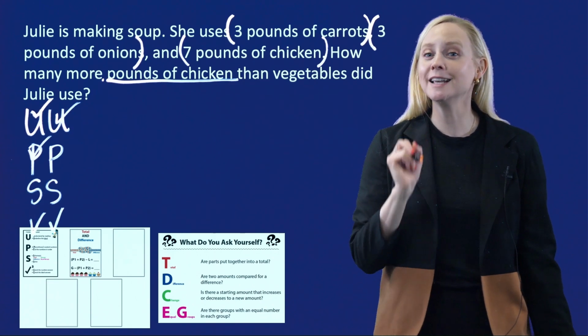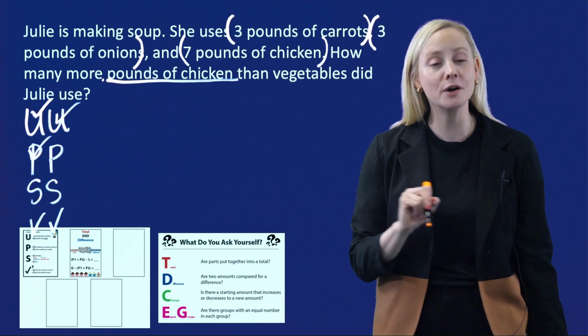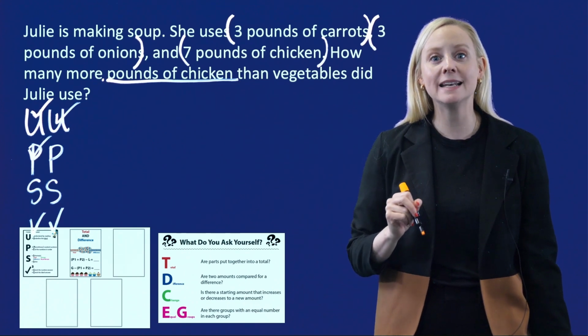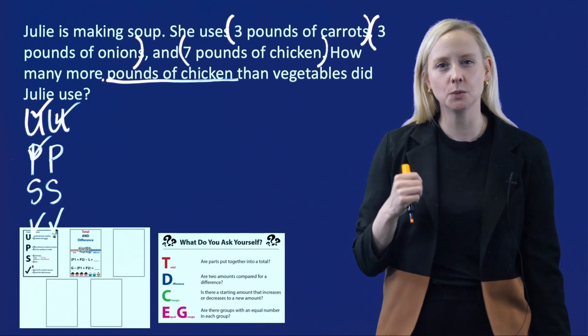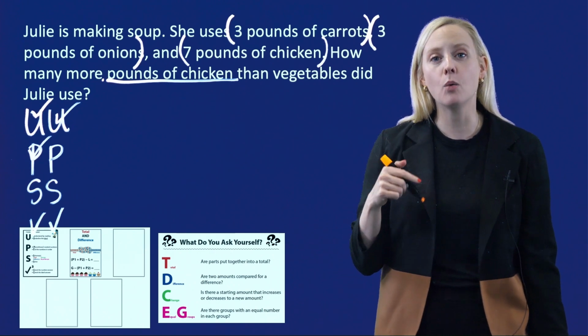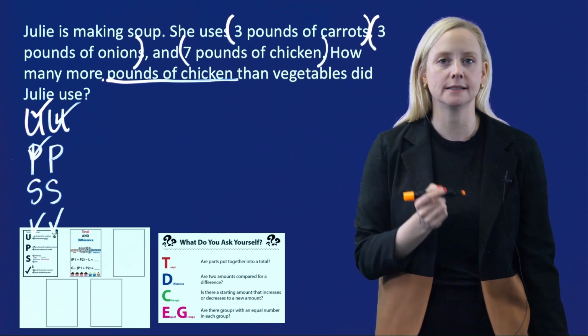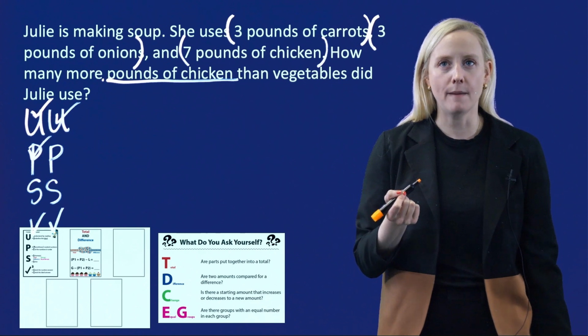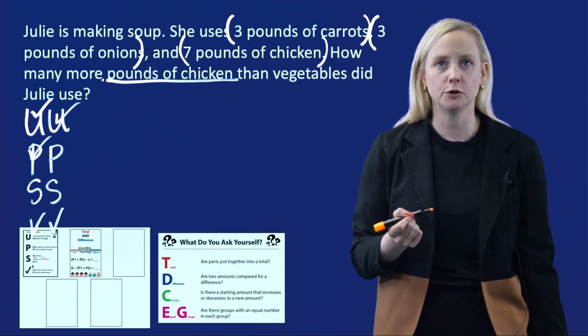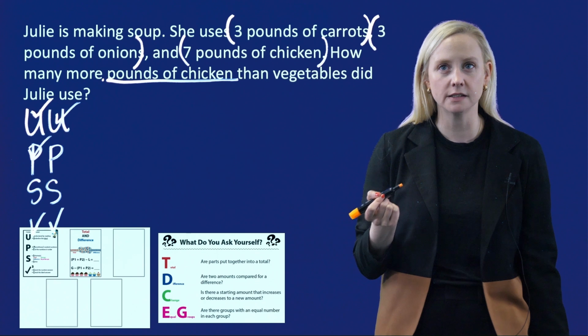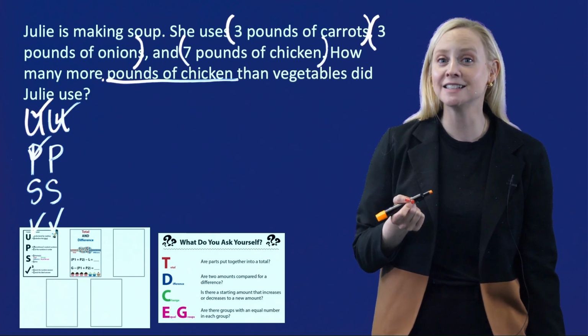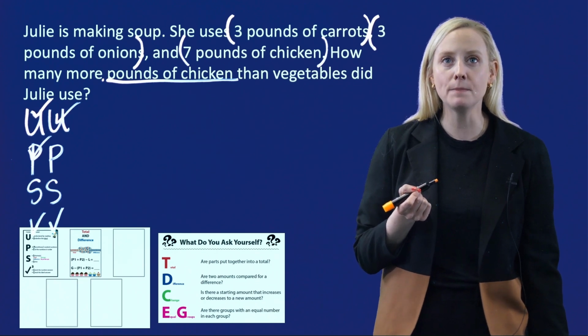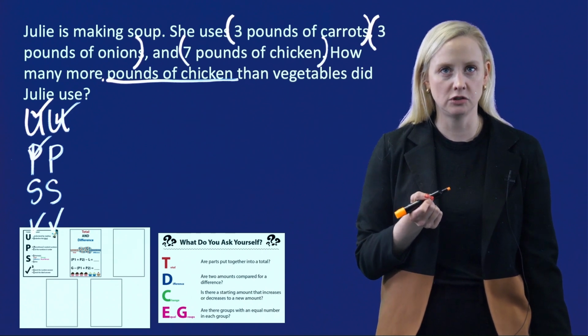When we were working single step problems, we only needed to put a 1 above a number. But now we're working multi-step problems, so we need to think extra hard about what's happening first and what's happening second. So I'm going to reread the problem. It says Julie is making soup. She uses 3 pounds of carrots, 3 pounds of onions, and 7 pounds of chicken. How many more pounds of chicken than vegetables does Julie use?